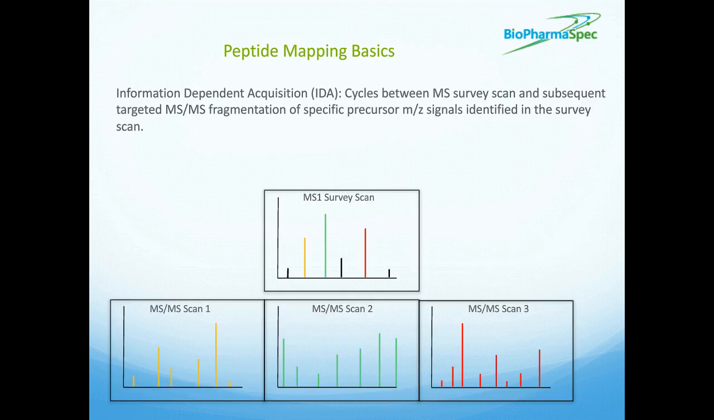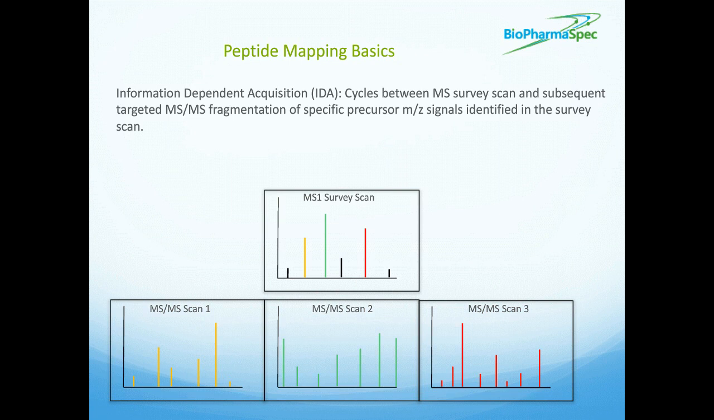The next thing we're going to discuss are the two common acquisition methods used for peptide mapping. They're also very important for host cell protein analysis. The first one is called information-dependent acquisition. For this method, the instrument cycles between a survey scan and a targeted MSMS fragmentation scan of a single precursor ion. This is also called DDA, or data-dependent acquisition, and these terms change depending on the manufacturer of your mass spec.